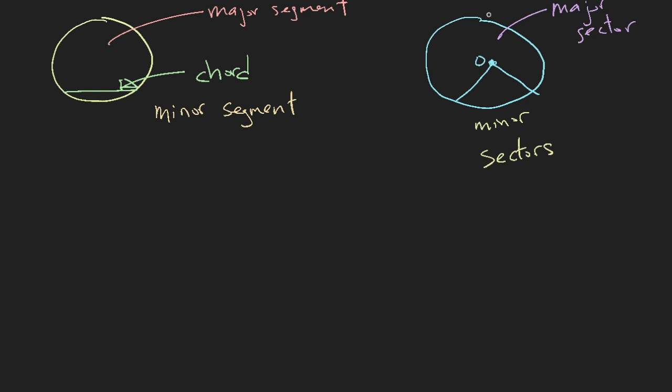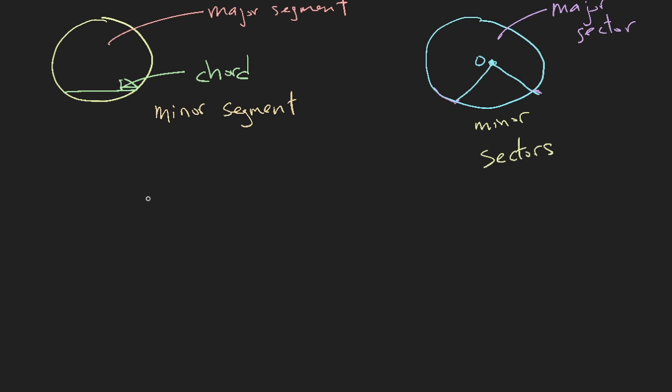So the length of the circle outside is known as the circumference, but part of the circumference, for example, this part that encircles the major sector, is known as an arc.